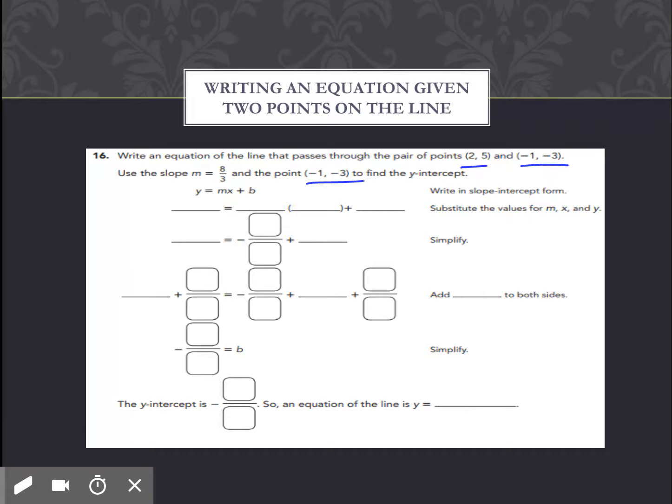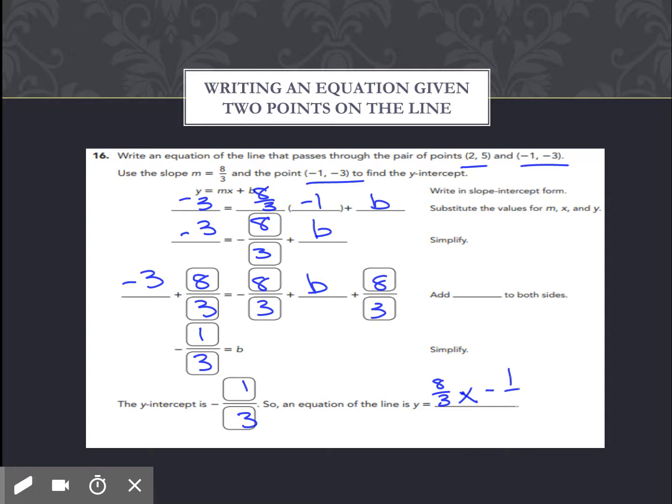Okay, so we would have 3 equals 8/3 times negative 1 plus b. So again, that's 3 equals negative 8/3 plus b. So we'd add 8/3 to both sides to get rid of it. And as they showed us in our example, I'm unsure why they're having you do the same example, the y-intercept is negative 1/3. So the equation is y equals 8/3 x minus 1/3.